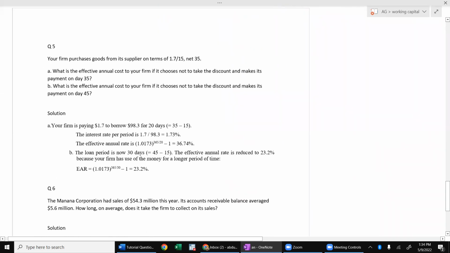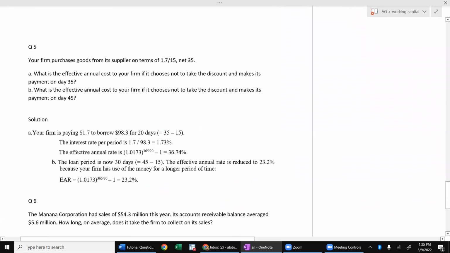Okay, so now let's take our question number 5. Your firm purchases goods from its supplier on terms of 1.5 net 35. Similar question, but slightly different. Now the discount period is 15 days instead of 10, and the discount is 1.7%. The purchases are not mentioned, so we will assume that the purchases are 100.